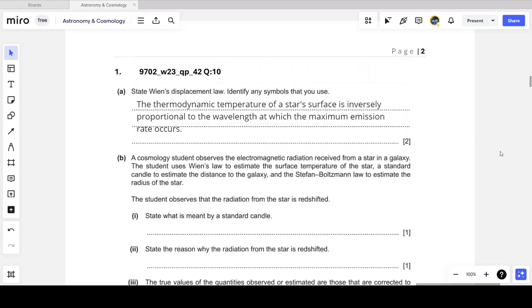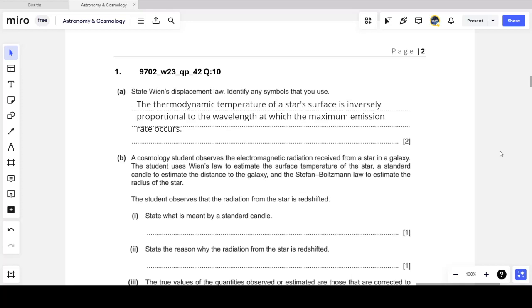It wouldn't be correct to say that the thermodynamic temperature is inversely proportional to the wavelength emitted by the star, because the star is going to emit a spectrum of wavelengths, but it's going to be inversely proportional to the wavelength that comes out the most, the wavelength of light that is emitted the most. If the star appears blue, then most of the wavelengths are blue wavelengths. If the star appears orange, then most of the wavelengths are orange wavelengths. And so that's where the maximum emission rate occurs.